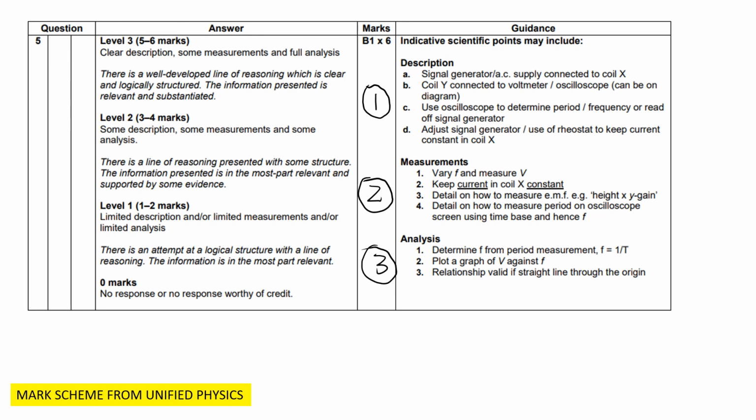And then the analysis. Determine f from the period. Plot a graph of V against f. Relationship valid if straight line through the origin. So again, this is like a 3-part in the 6 marker. This is the 3 sections.